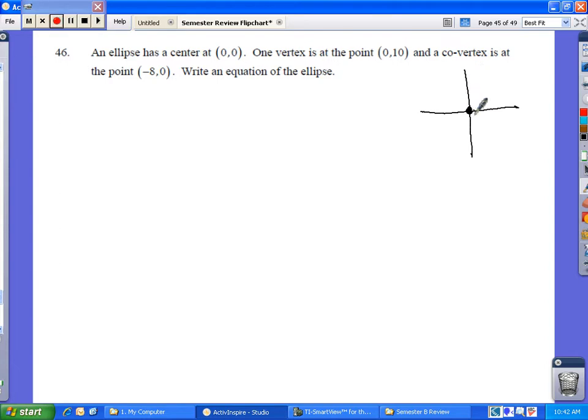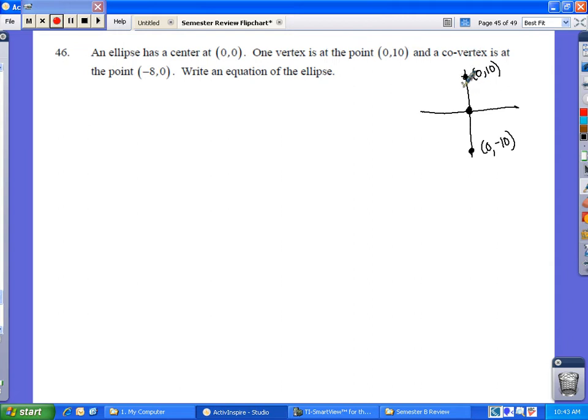So it says one vertex is at the point 0, 10. So that means over 0, up 10. So I have one point up here. That's one vertex. Well, if I have a vertex at 0, 10, I know in an ellipse I have the opposite vertex down at the negative portion of the y-axis.